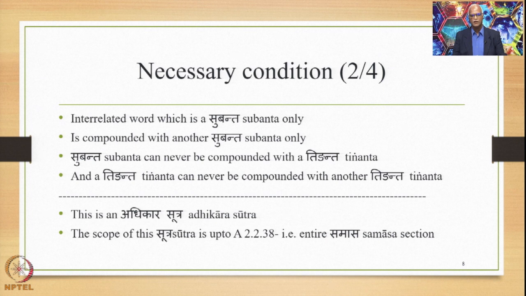What it says is that an interrelated word, which is a subanta only, is compounded with another subanta only. What it means is that a subanta can never be compounded with a tinganta, and a tinganta can never be compounded with another tinganta. Now this Sahasupa is also an Adhikara Sutra, and its scope is up to 2.2.38, that is the entire Samasa section.